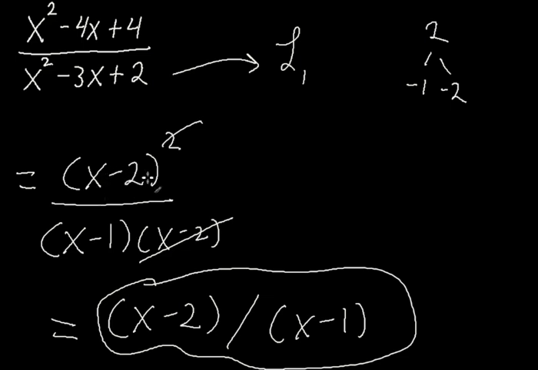Again, I probably should have checked my cross terms for this, which would have been 2 times x, so 2x times negative 2 is negative 4, and that is correct. So this was a perfect square trinomial.